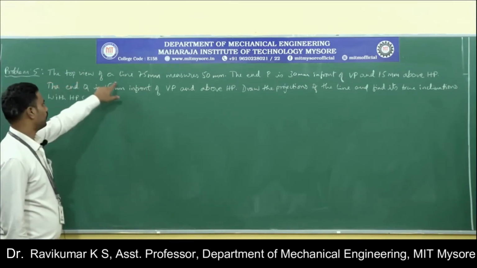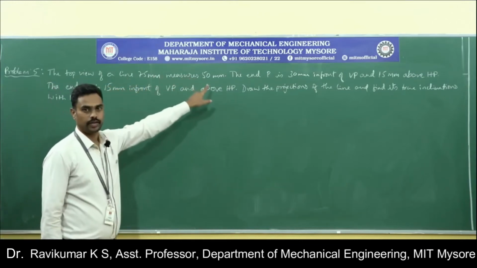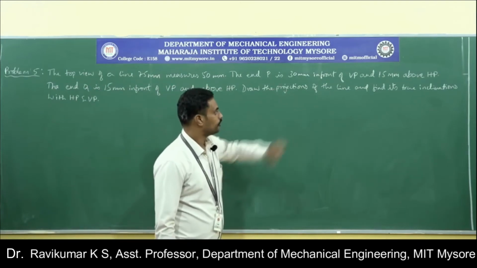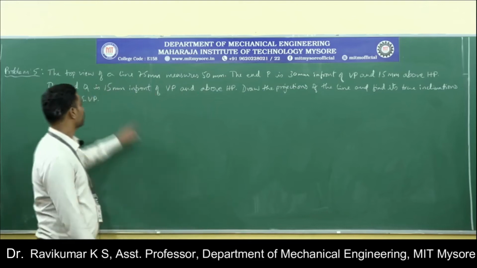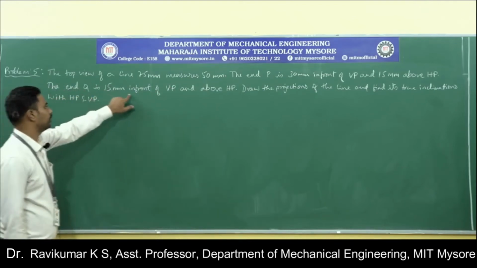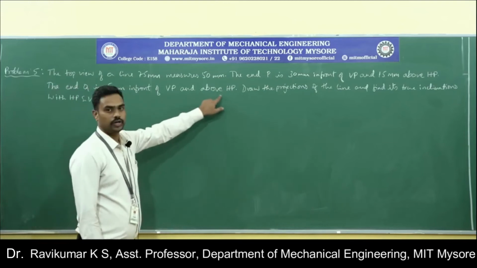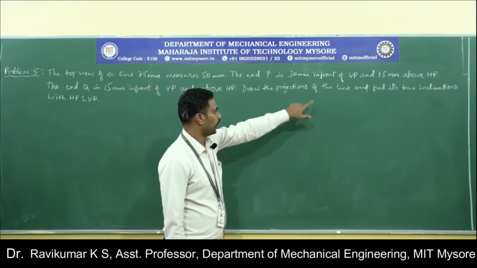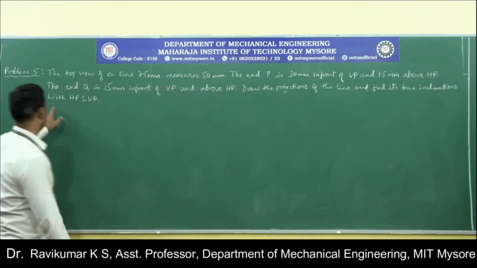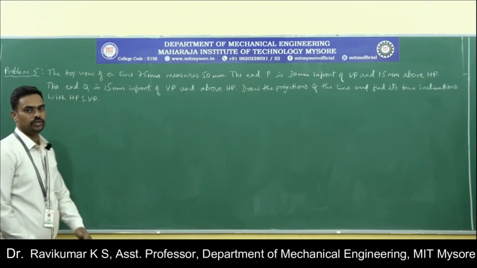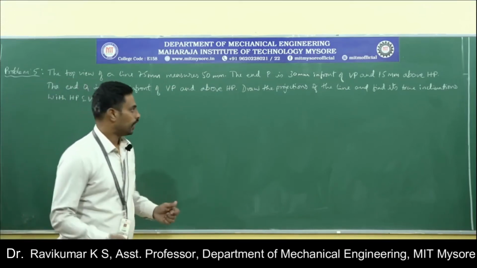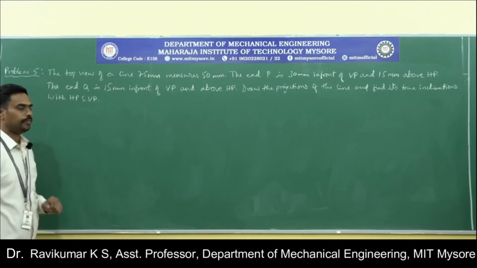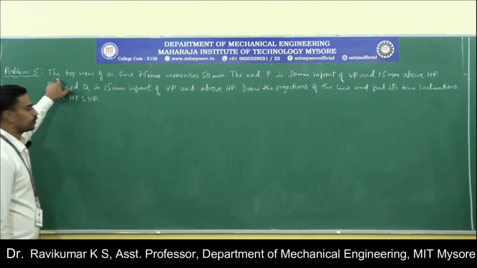The top view of a line 75 mm measures 50 mm. The end P is 30 mm in front of VP and 15 mm above HP. The end Q is 15 mm in front of VP, and the information about its height above HP is not given. Draw the projections of the line and find its true inclinations, that is theta and phi, with respect to HP and VP. So just analyze the problem first.